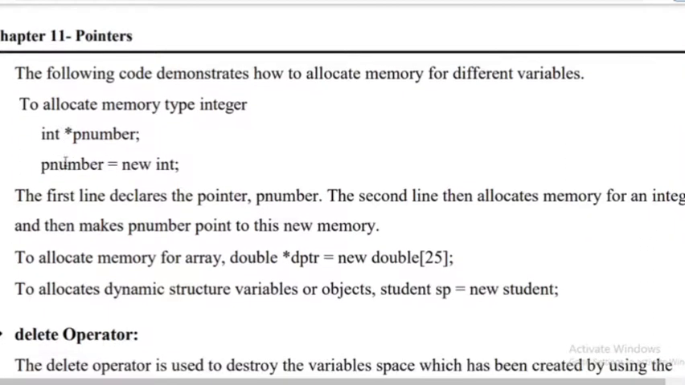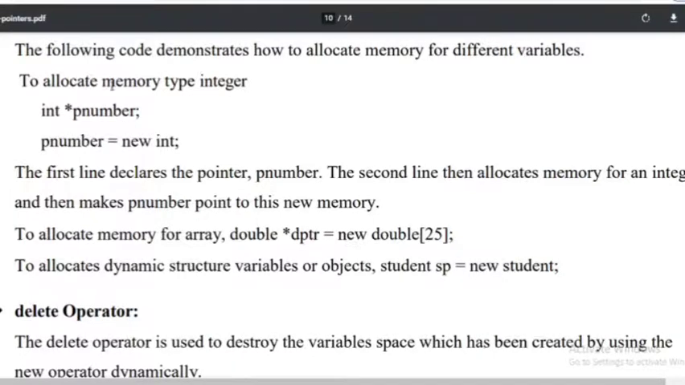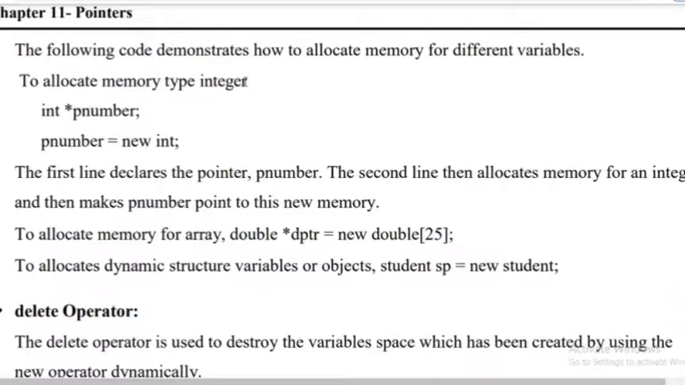Here is the following code, which demonstrates how to allocate memory for different variables. A variable can be of any kind: an integer, floating point values or double values, an array, dynamic structure variables, or objects. So now we'll see this. This is to allocate memory of type integer. For an integer variable, how do we allocate memory space dynamically?